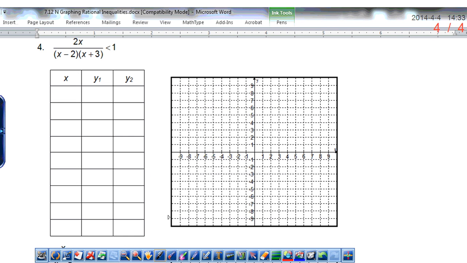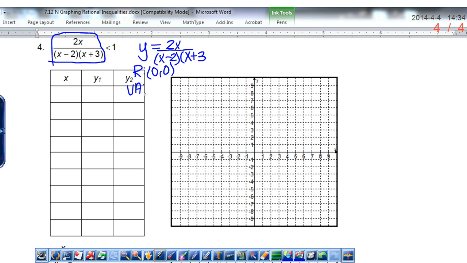Okay. Let's go ahead and graph our rational curve. 2x over (x minus 2)(x plus 3). All right. Any roots? Yes, where? 0. Good. If I set 2x equal to 0, that means x has to be 0. Vertical asymptotes. Good. Set each factor equal to 0. So x equals 2 and x equals negative 3.